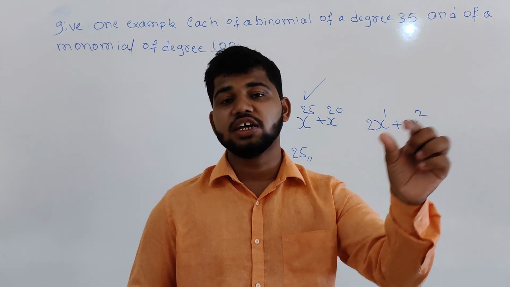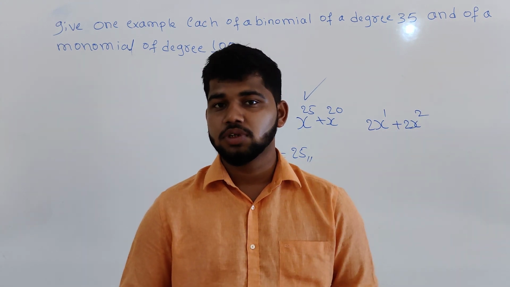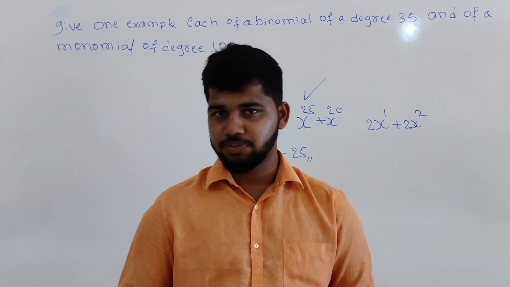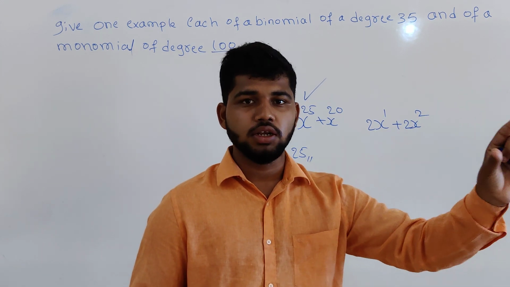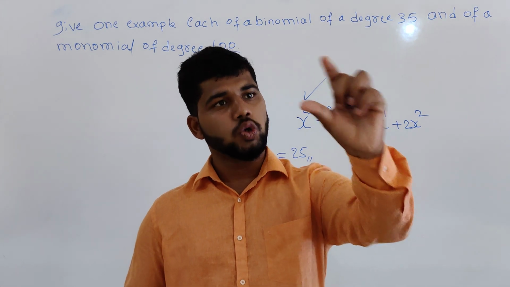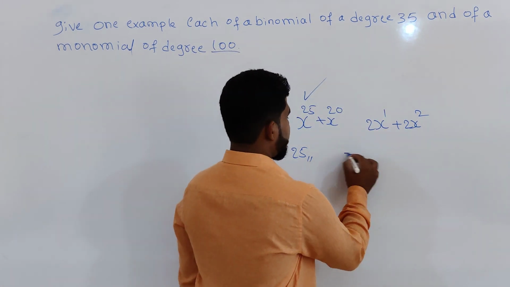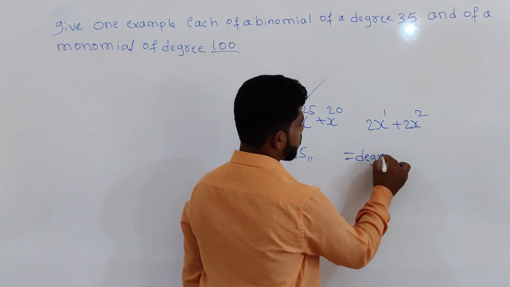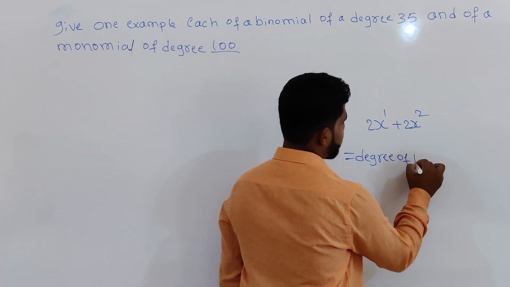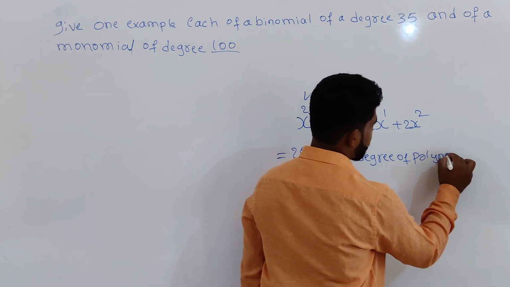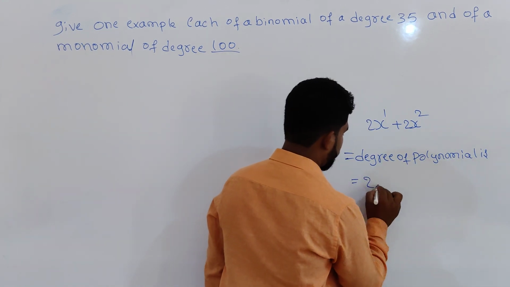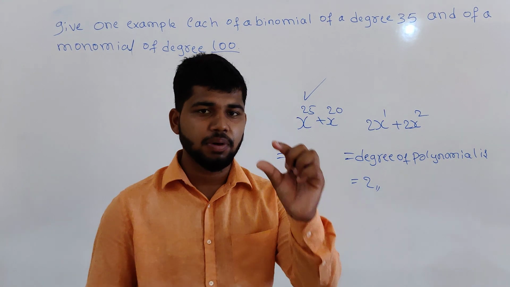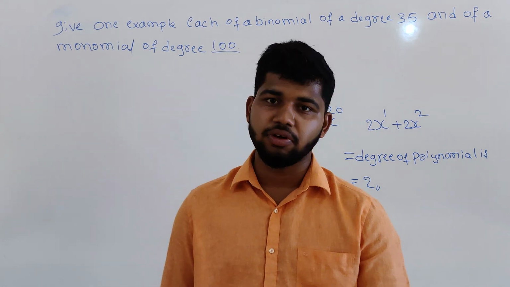Which is the highest power here? 2x power 2 is the highest power, because the power is 2, and the other is 2x power 1. That's why the degree of the polynomial is 2, because the highest power is 2.